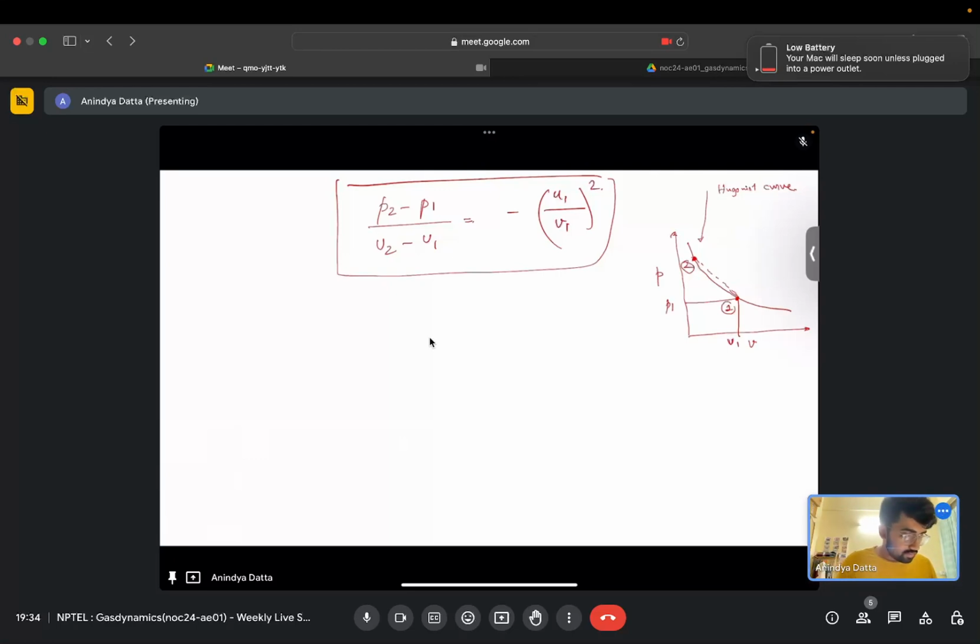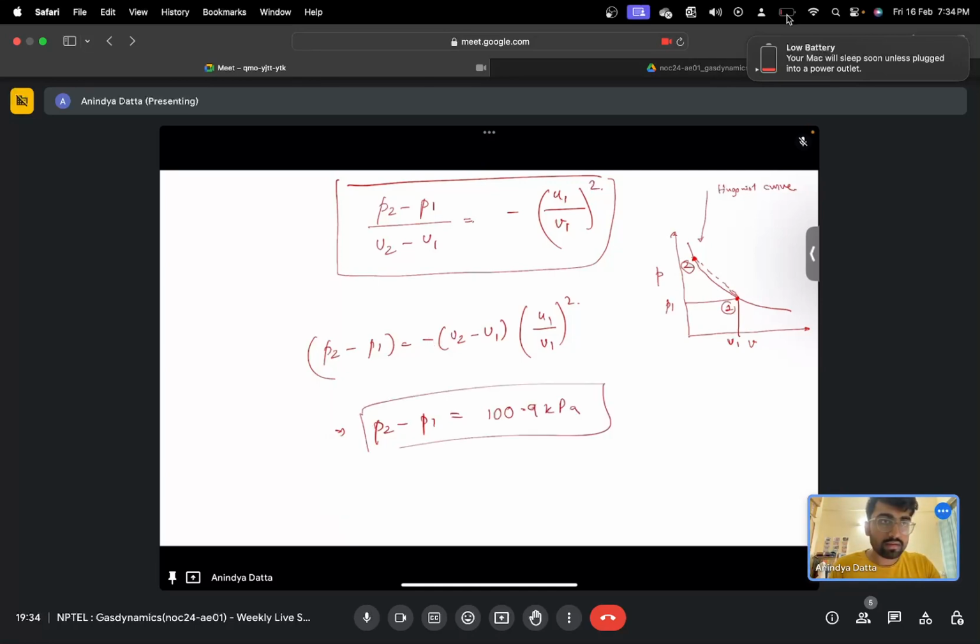Okay, so now what we need to find out, this one, p2 minus p1, is (v2 minus v1) into u1 by v1 square. Okay, so now all the values we know: v2, v1, u1 is known. So if you put this, we'll get p2 minus p1 as 100.9 kilopascal. Okay, all right, is this clear?